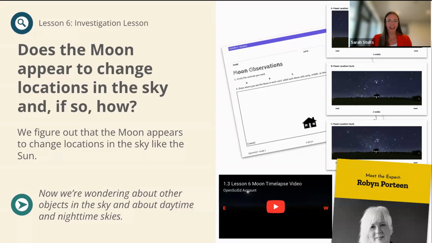We wonder if the moon is out in the daytime. So we ask some new questions about the moon and other objects in the sky, like stars. And how can we know if we're observing daytime or nighttime skies?